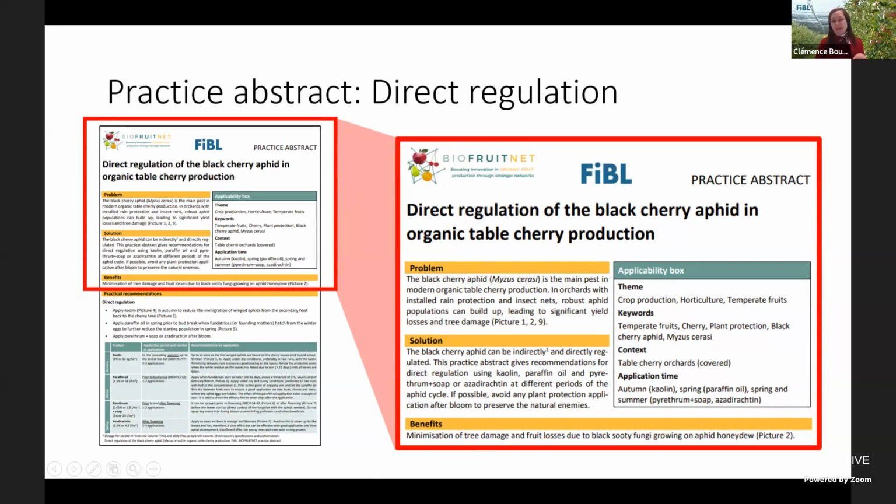We also summarized the information in practice abstracts. One of them is focused on the direct regulation. Each practice abstract starts with the problem, so the damages that you can have from the black cherry aphid, and then the solution.